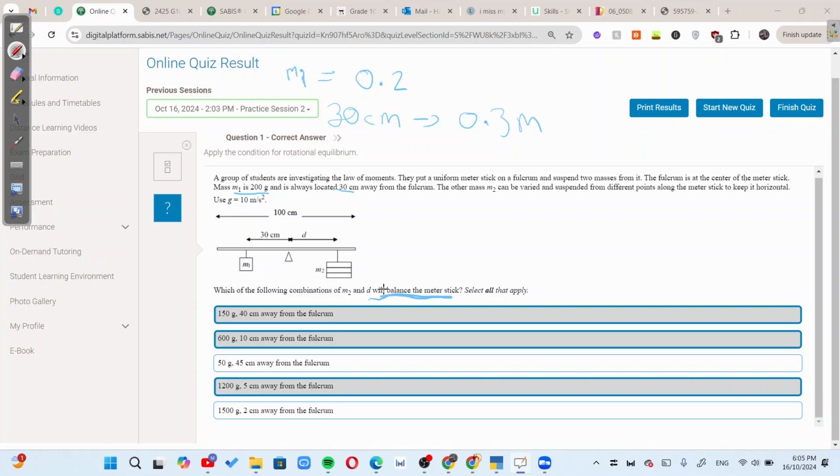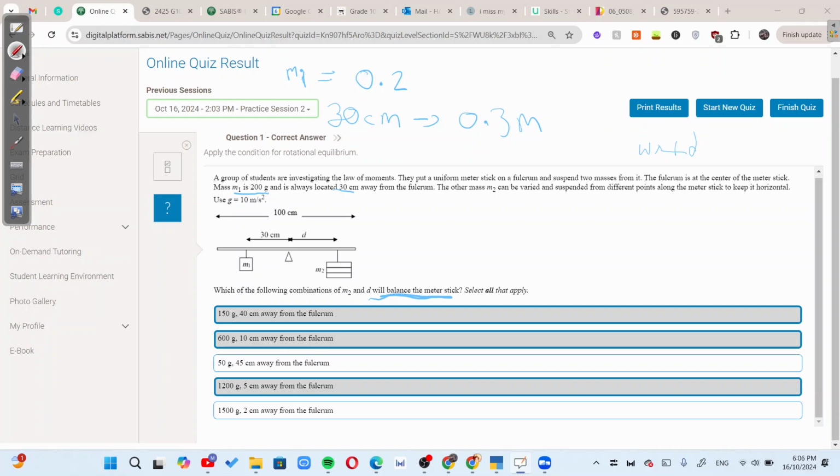So now we know that they have two masses affecting, and you want a balanced meter stick. Which of the following will balance it? So what we do is we make sure that this moment is equal to this moment. We calculate how much this moment is by using the moment law, which is weight times perpendicular distance, from last week.